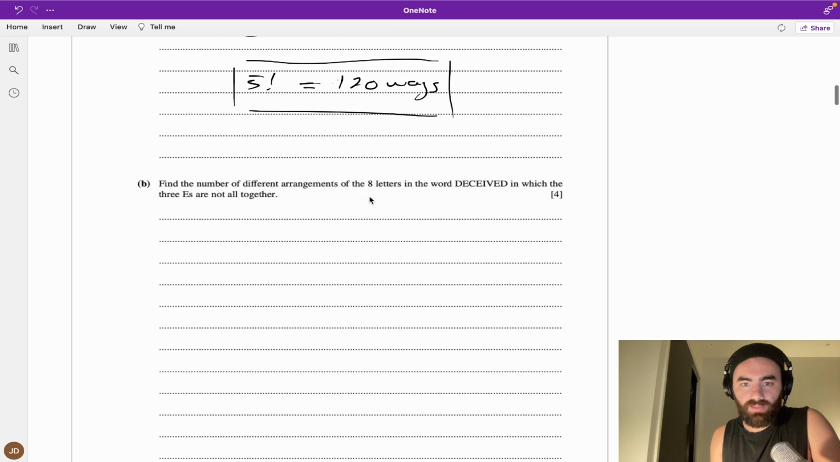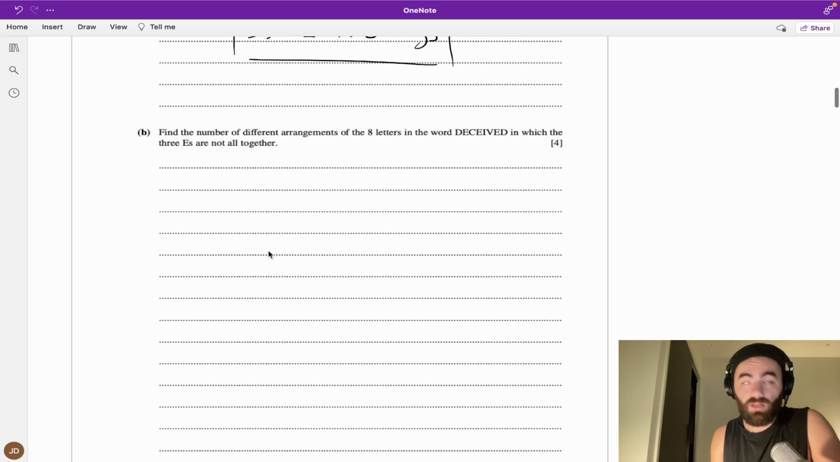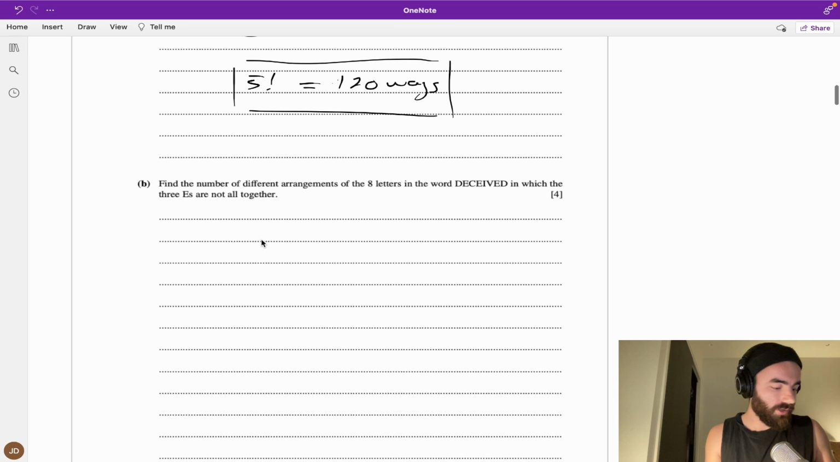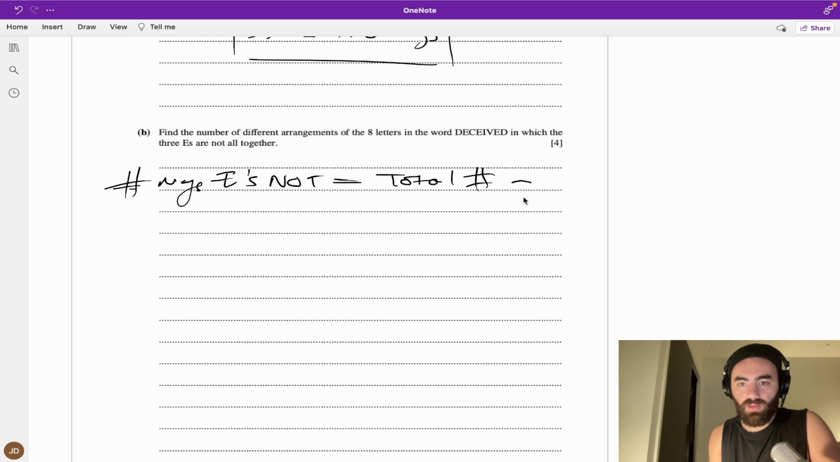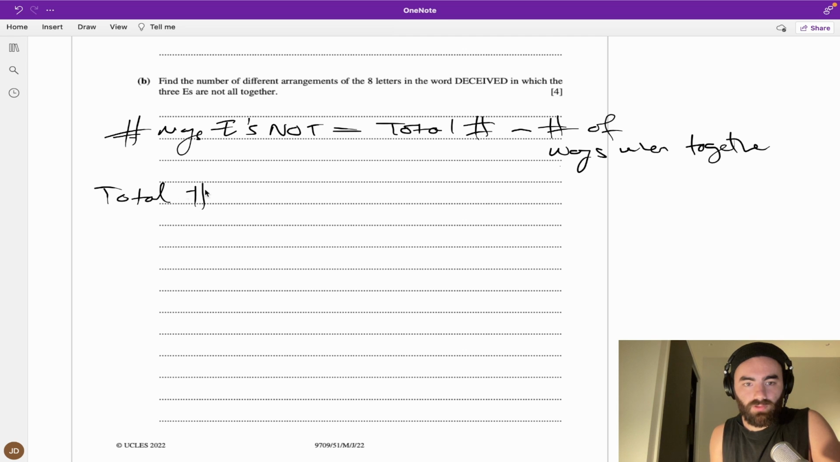Find the number of different arrangements of the 8 letters in the word deceived in which the 3 E's are not together. Well, there's a few ways you could think about this. The 3 E's not being together will be the total arrangements minus when the three E's are together. So the number of ways E's are not together is equal to the total number of ways minus the number of ways when together.